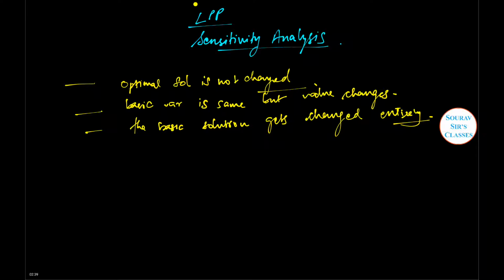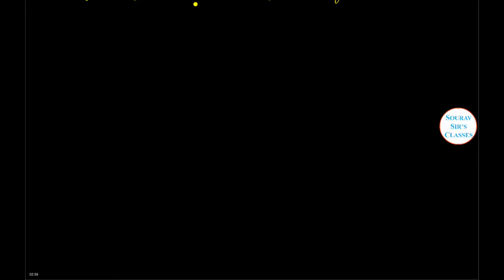Now, sensitivity analysis is also called post-optimality analysis because it is done after an optimal solution, assuming a given set of parameters has been optimal for the model. Now students, let's move on to the next topic, that is parametric linear programming.